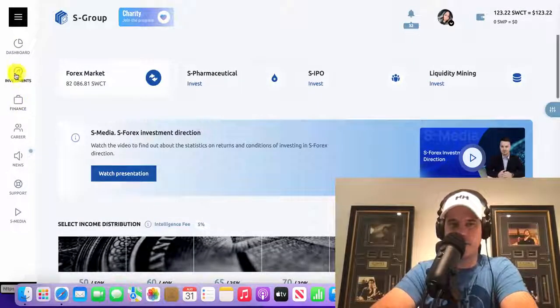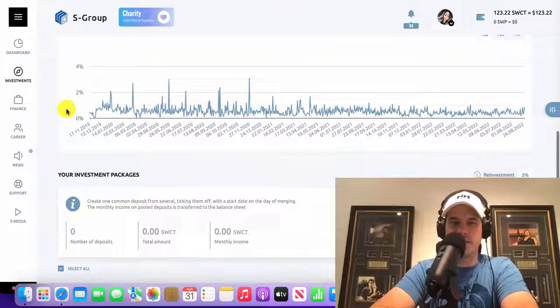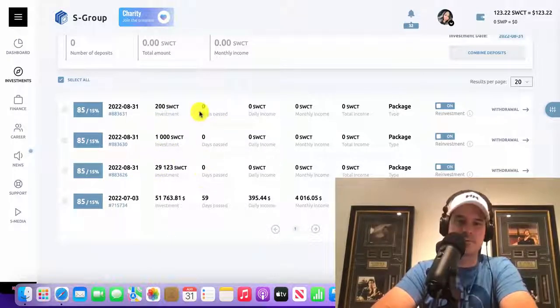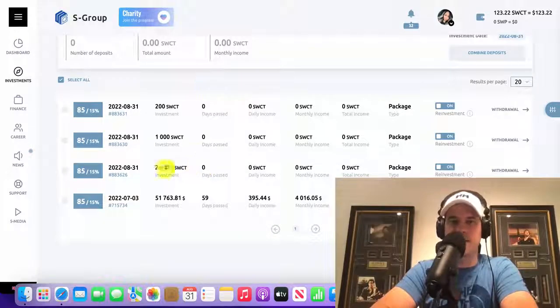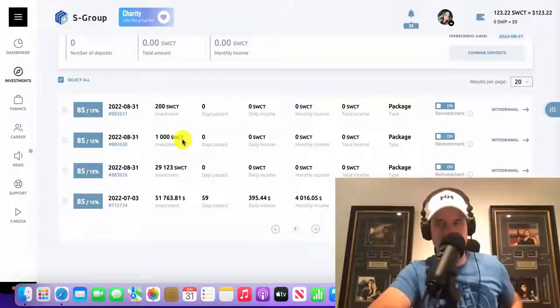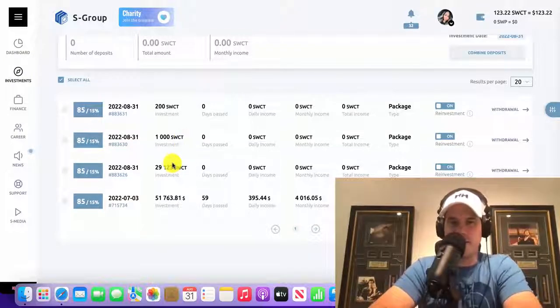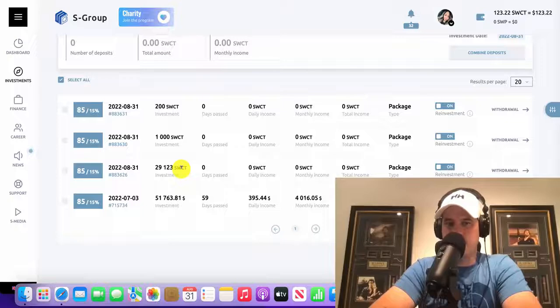Okay, so we're on the investments page here under Forex market. She's got $82,000 now invested in the Forex market, so that's pretty awesome. We're going to shoot on down here, and you'll see all her little investments. She's had this $51,000 for quite some time now, and then all these little separate investments here she's had for 0 days. So basically just today and yesterday I put these investments in her account, which was another 31,000 or something like that.